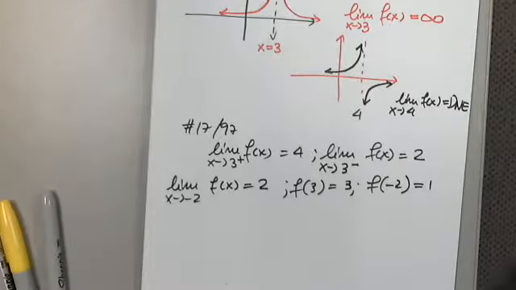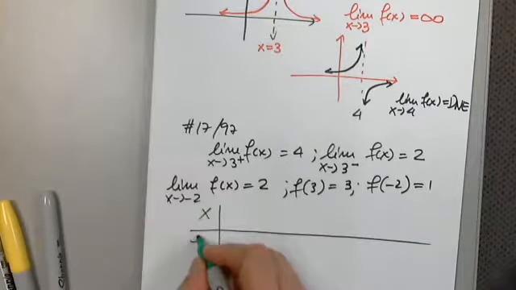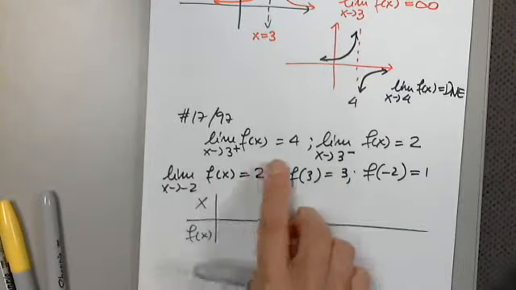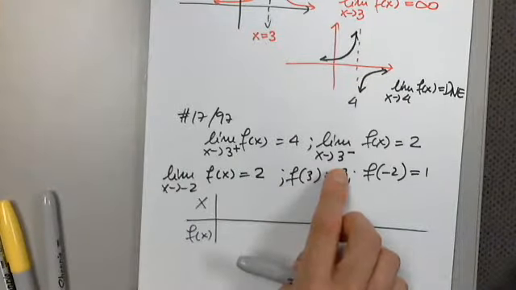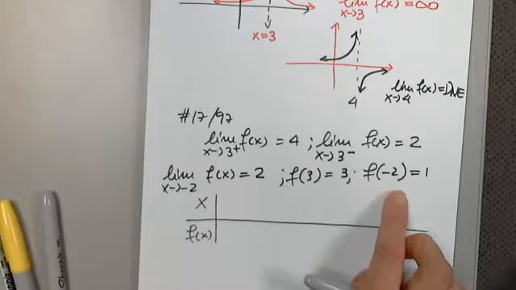Which x values do you think I'm going to put in the table? I know that is a silly question. What am I going to put? All the ones under the limits. Of course, I'm going to put in 3 because they are telling me something at 3. And I'm going to put negative 2 because they're telling me something at negative 2. They're not telling me anything else.